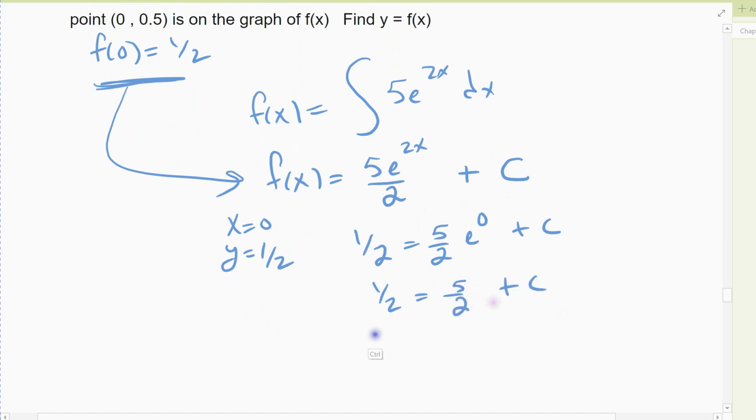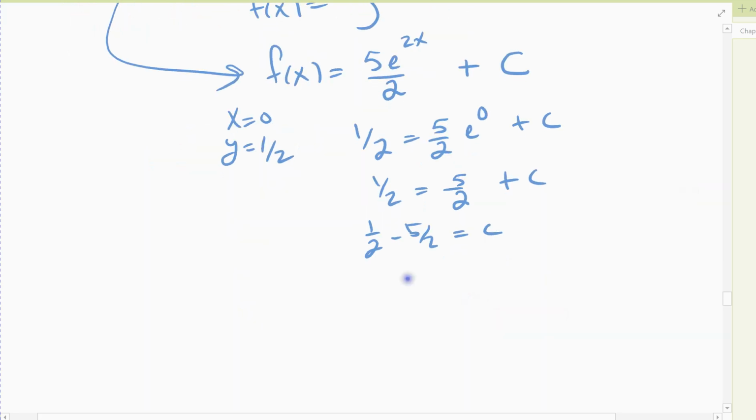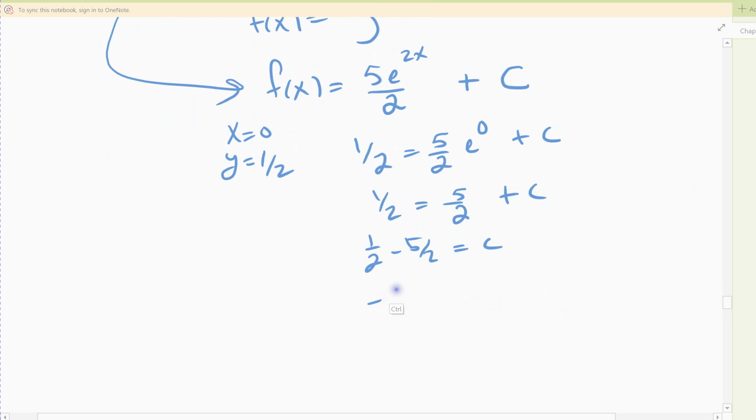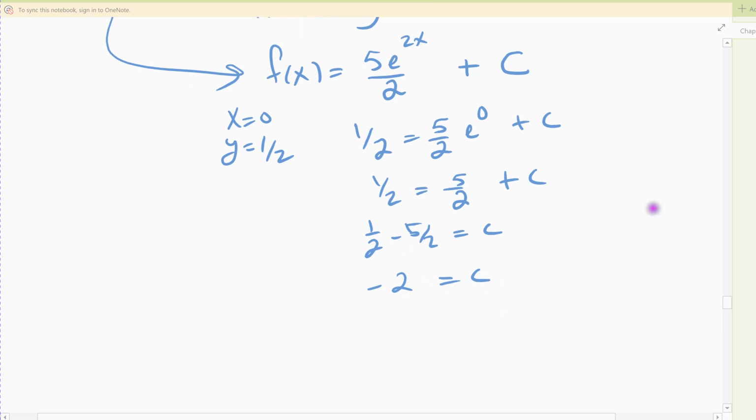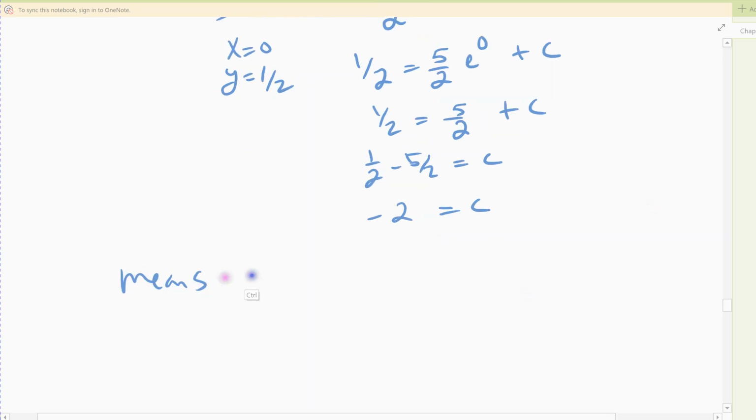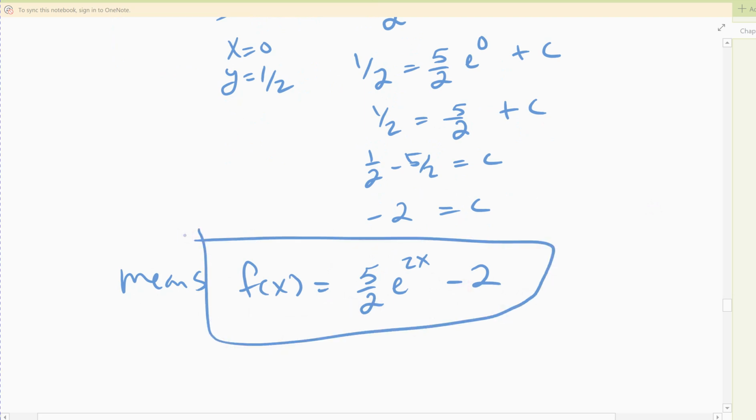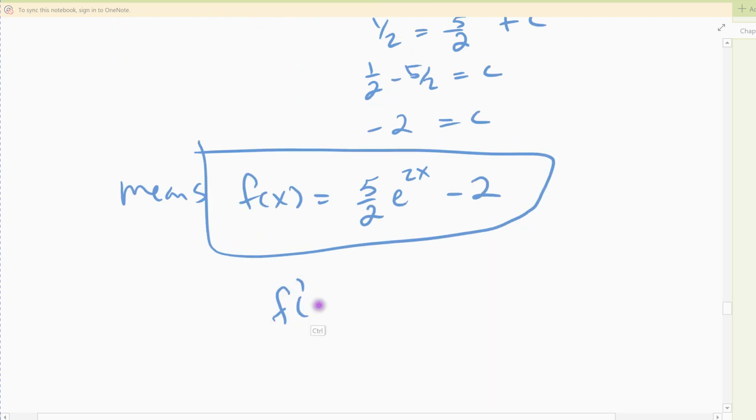E to the 0 is 1 plus c, so 1/2 minus my 5/2 is my c value, and so I get negative 2. Kind of nice, negative 2. Because I get negative 4/2, which would be negative 2. Alright, so my constant is negative 2, and so that means the function f of x that I want is 5/2 e to the 2x minus 2. That's the unique function whose derivative is 5e to the 2x and has the point (0, 1/2).